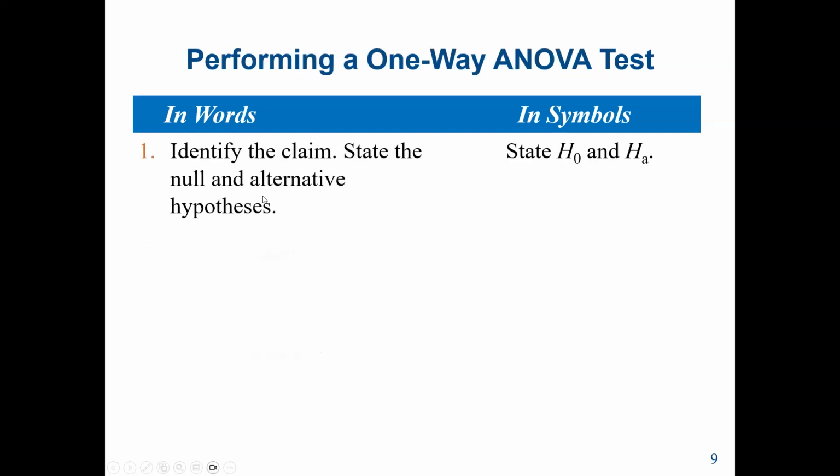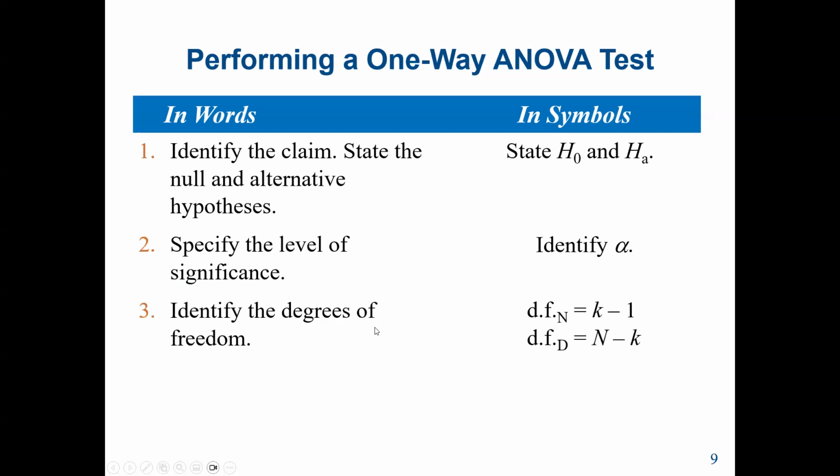Now, let's follow the steps for the one-way ANOVA test. First thing we do, identify the claim. We have to state our H0, and then we state our HA, the alternative. Then we specify the level of significance, as we said earlier, in most hypothesis testing. The alpha value is given to us, which is the level of significance.